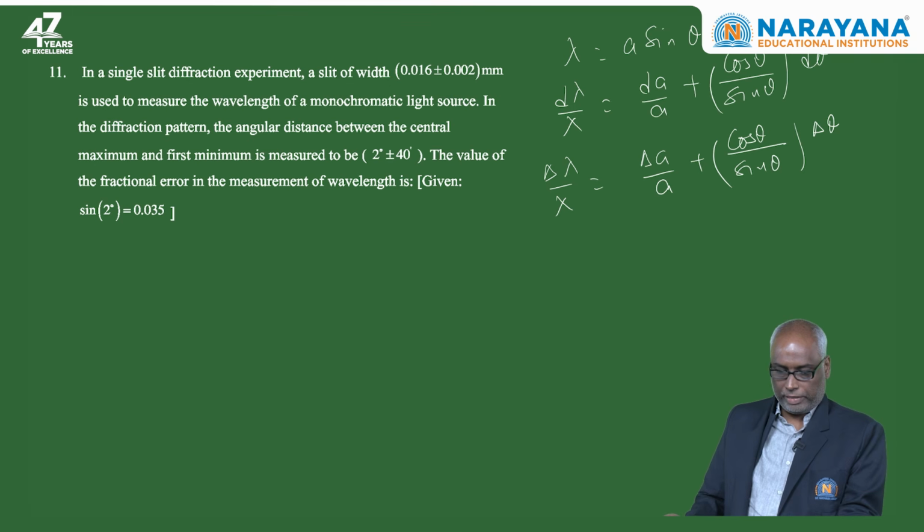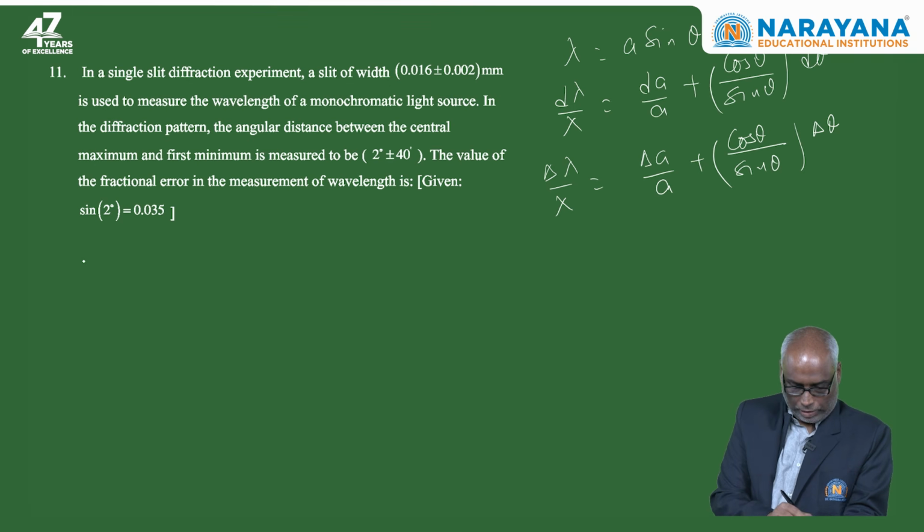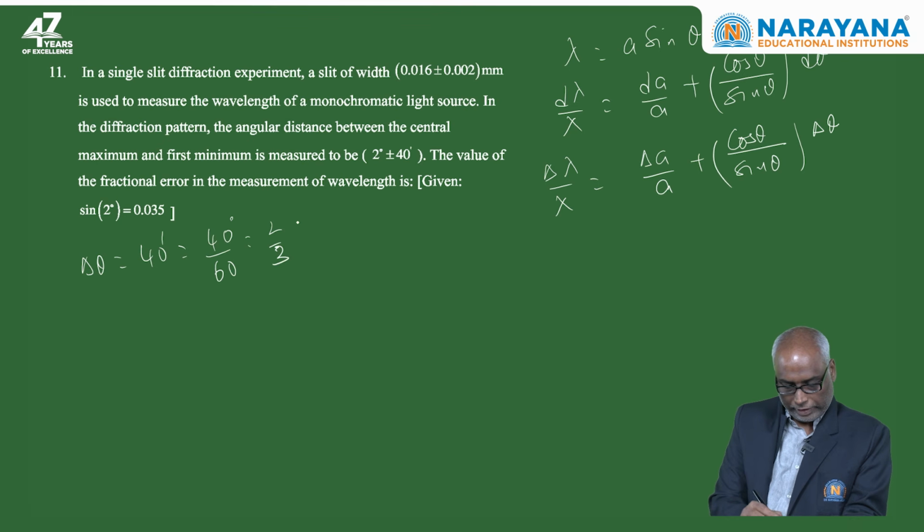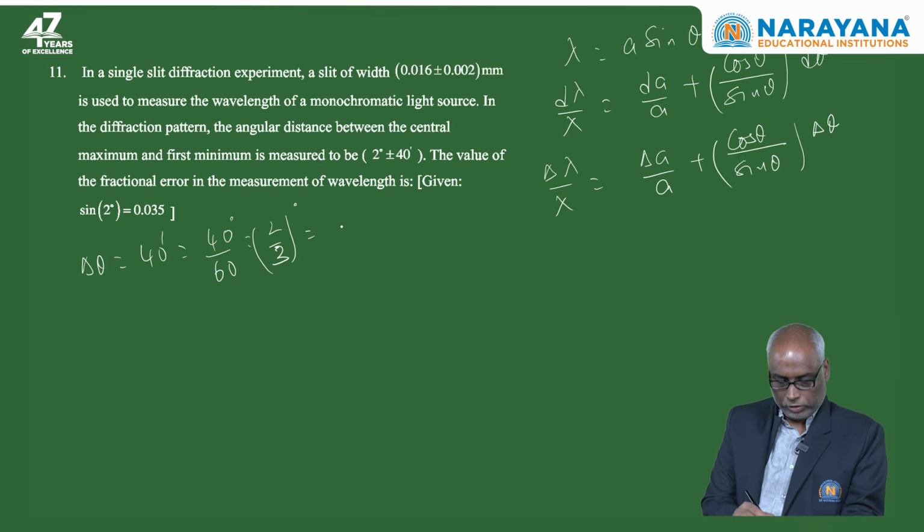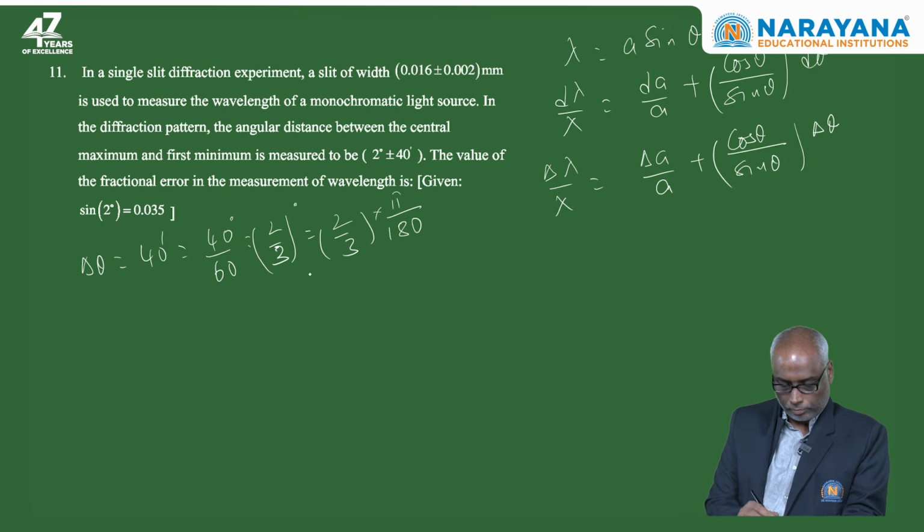Now first let us calculate delta theta. According to the question, this delta theta is given as 40 minutes. That becomes 40 divided by 60 degrees, which equals 2 by 3 degrees. Now we need to convert this into radians, which is 2 by 3 into pi divided by 180. So delta theta becomes pi divided by 270 radians.